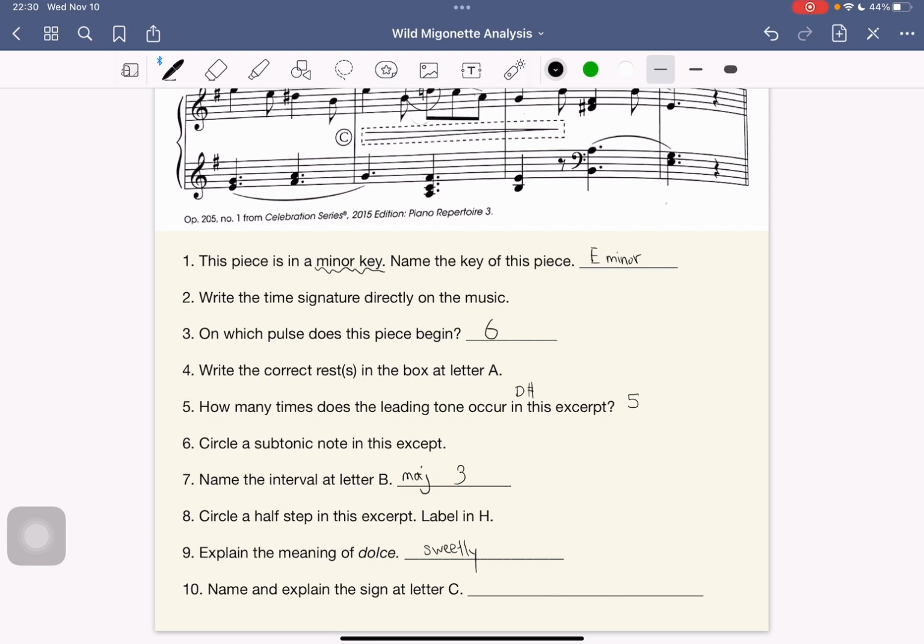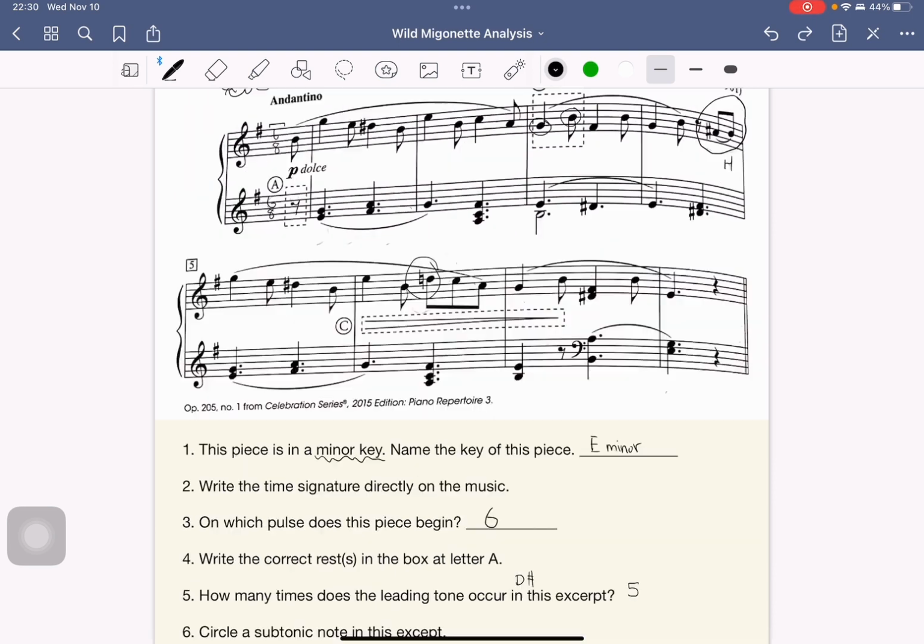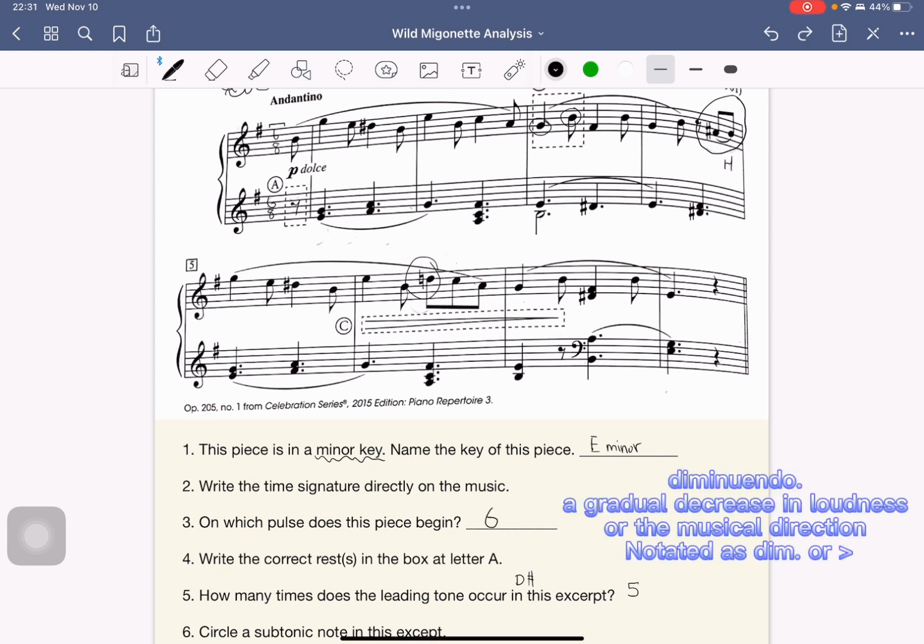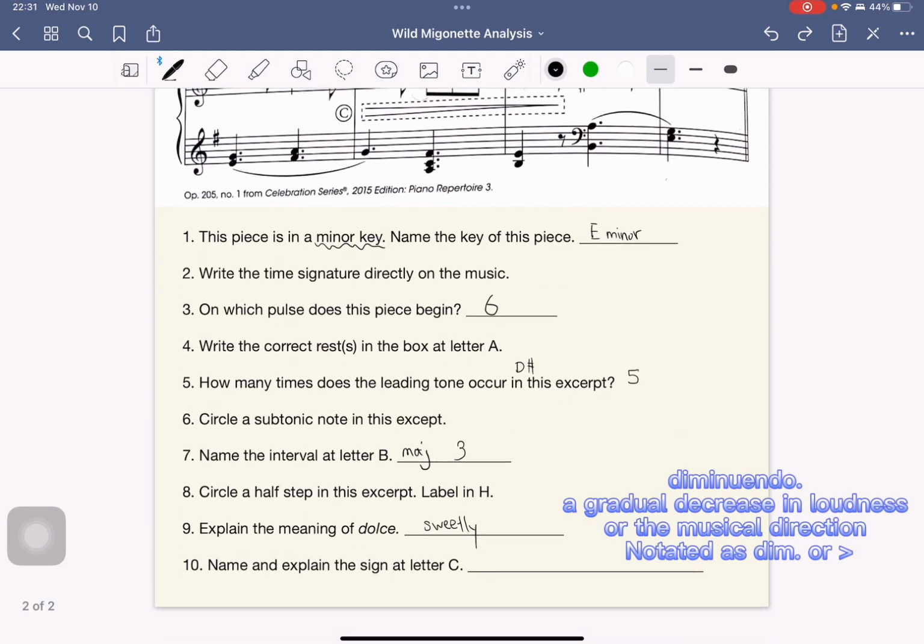And finally, for the last question, it tells us to name and explain the sign at letter C. So this sign here, it's a diminuendo. And it's basically a sign to tell you to get softer gradually. So we can write that down here.